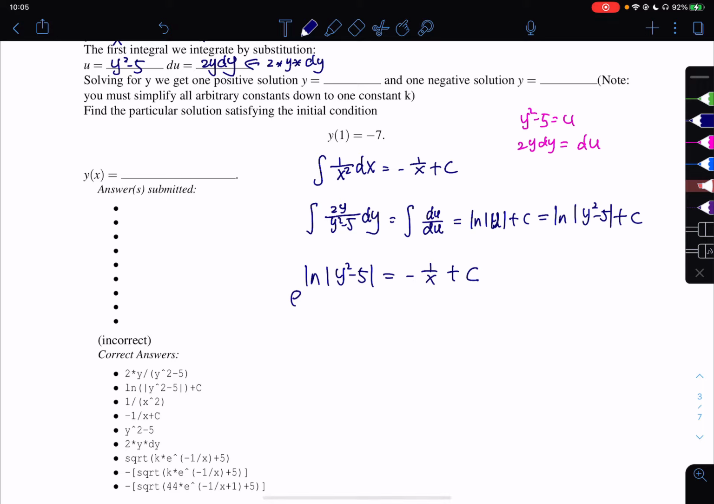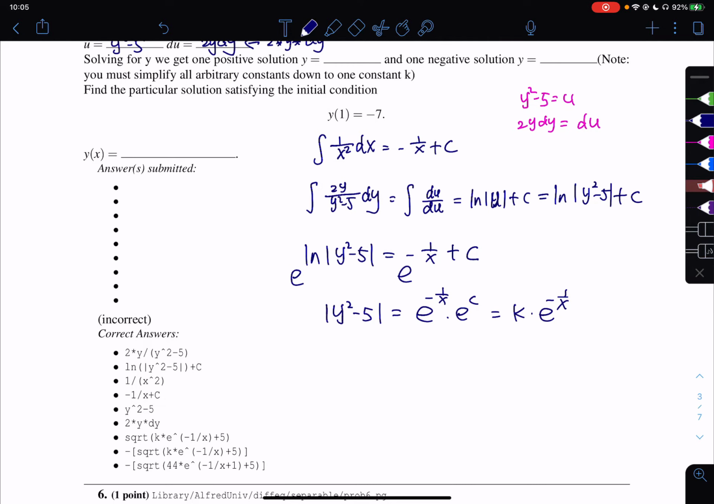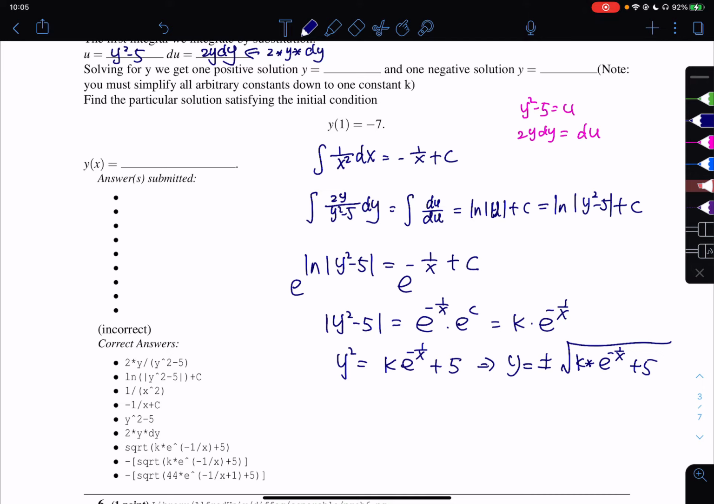So if we raise e to the power on both sides, the absolute value of y squared minus 5 equals e to the negative 1 over x times e to the c, which technically I could have called k. And then because of the absolute sign, I want to keep it positive. So y squared is k e to the negative 1 over x plus 5. Then y is positive or negative square root of k times e to the power of negative 1 over x plus 5, which is supposed to be your final answer.